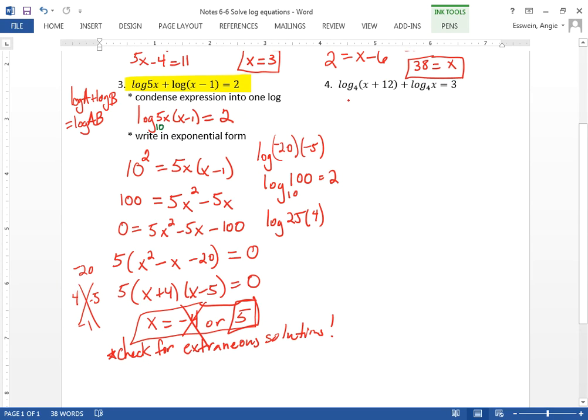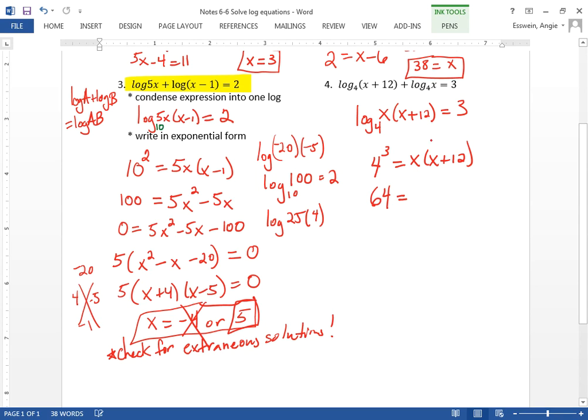So let's try one more together. So these are a log base 4. That's not a problem. We can use the law of logs to combine them. Log base 4 of x times x plus 12 equals 3. And then what do we do next? To get rid of the log, we write it in exponential form. So the base 4 raised to the 3 power equals x times x plus 12. So 4 cubed. 4 times 4 is 16 times 4 is 64.